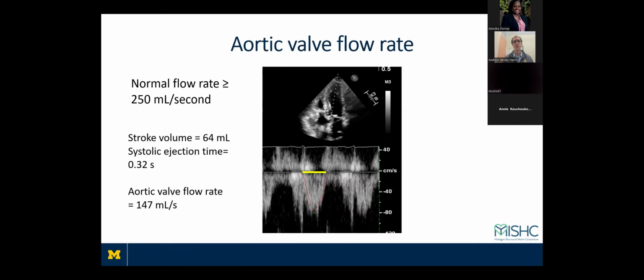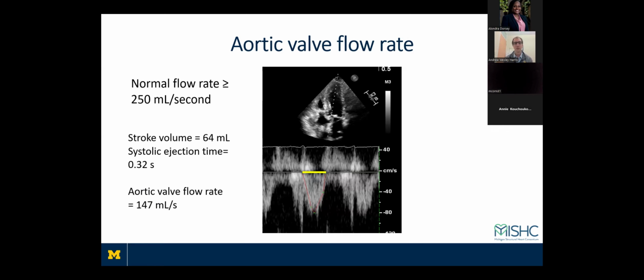So another way that we can look at the flow state, I know I've been mostly talking about the stroke volume index, which is how much blood is moving across the aortic valve per heartbeat. But another way that we can look at this is looking at the aortic valve flow rate. And a normal flow rate is 250 mils per second.